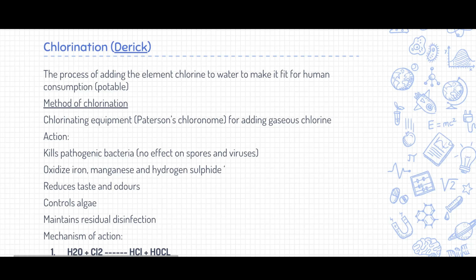Chlorination, besides adding chlorine to water, we will discuss how we add chlorine to water, since chlorine is a very poisonous substance. Chlorine kills bacteria, oxidizes certain substances like iron and manganese, and reduces taste and odors. Unfortunately, you don't get that in a swimming pool if you swallow some water. Touch wood. Chlorine kills algae and maintains residual disinfection. By residual disinfection, I mean it kills the remaining bacteria that may be straggling, living in the chlorinated water.